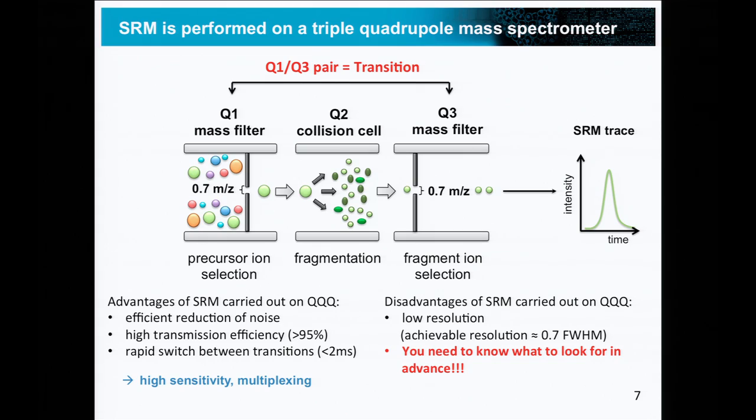However, there are also disadvantages working with triple quads, and the first big disadvantage is that a quadrupole mass analyzer has a rather low resolution, especially compared to the recent high mass accuracy, high resolution instruments. And this low resolution will always lead to interferences that you will see in your signals that you might not see on instruments with high resolution, or that you might see in PRM mode. And then there is the second disadvantage: in order to perform an SRM measurement, you need to know what to look for in advance. That means you need to tell the instrument exactly those masses that it should filter for in Q1 and Q3.